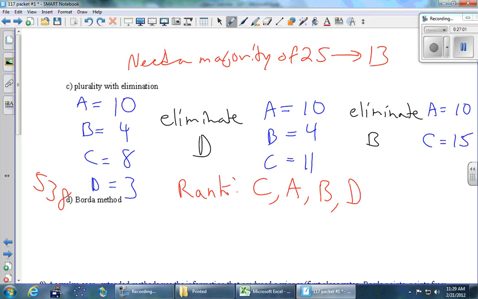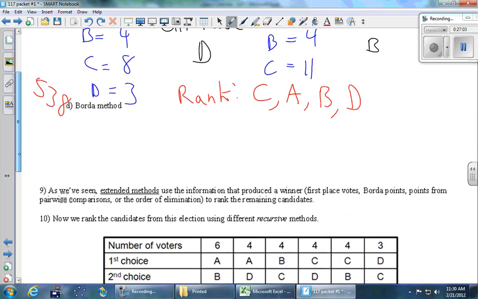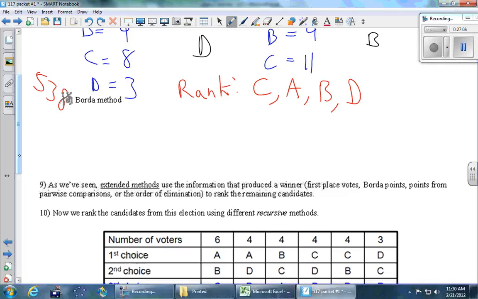Okay, Borda method. Can you guys share the work and try to do the Borda method for that same table?